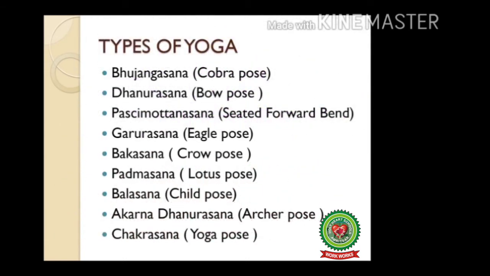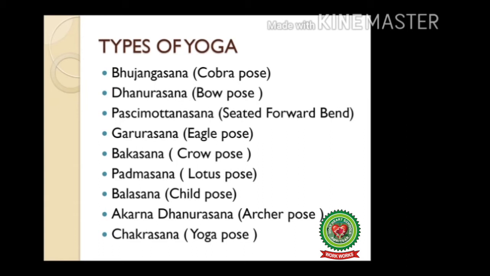Now students, there are different types of yoga asanas. Some of them are given as first one is Bhujangasana, that is also known as Cobra pose. Second one is Dhanurasana, whose name is Bow pose. Number 3, Paschimottanasana, which is also known as seated forward bend. Number 4, Garudasana, which is also known as eagle pose.